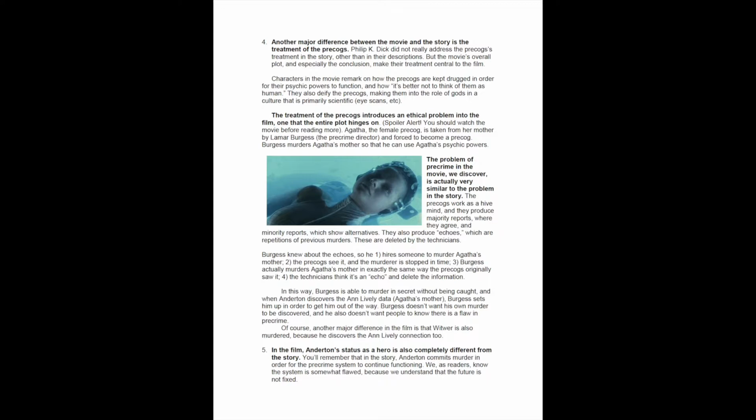out of the way. Burgess doesn't want his own murder to be discovered, and he also doesn't want people to know there is a flaw in PreCrime. Of course, another major difference in the film is that Whitwer is also murdered because he discovers the Anne Lively connection too. Number 5. In the film, Anderton's status as a hero is also completely different from the story.